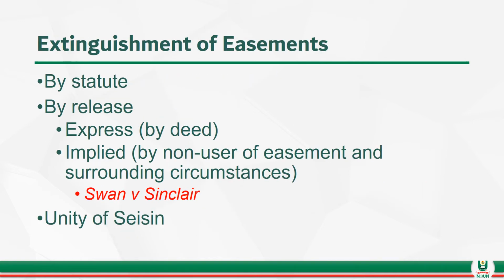Determine whether an extinguishment of easement can be implied from the conduct of the dominant owner. And then unity of seisin. Unity of seisin means where the two tenements are now vested in one person. Remember, we said for there to be an easement, there must be two tenements owned by two different people. So where one person buys the other tenement and so becomes the owner of both, then the easement will be extinguished, because then there will be no need to seek permission to be granted an easement right.